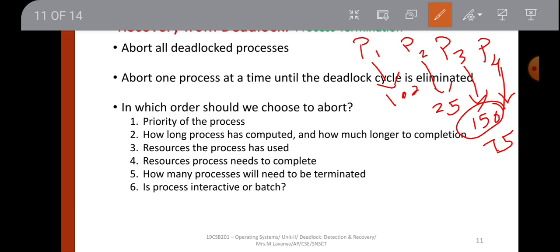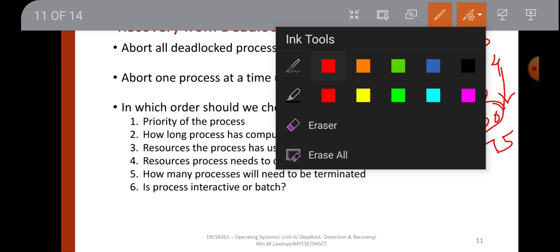Instead of selecting P3 as the victim, it is suggested to select P2 as the victim, because among these 4 processes in the deadlock state, P2 is the one which has already used the least number of resources, right? So there is a possibility of selecting P2 as the victim here.